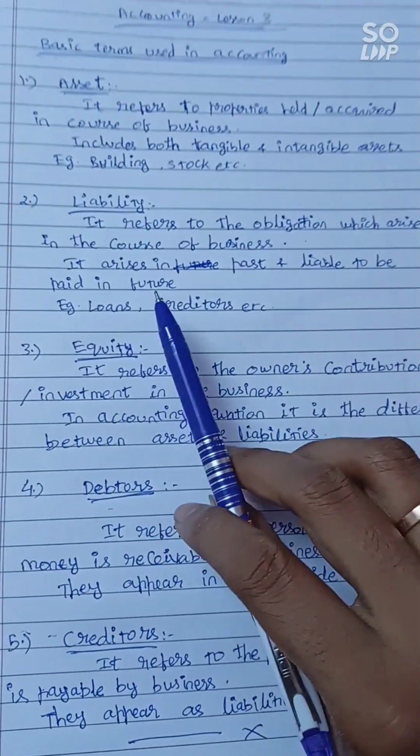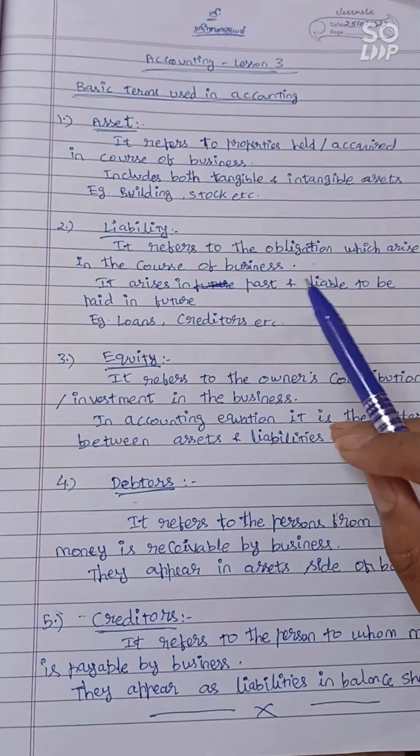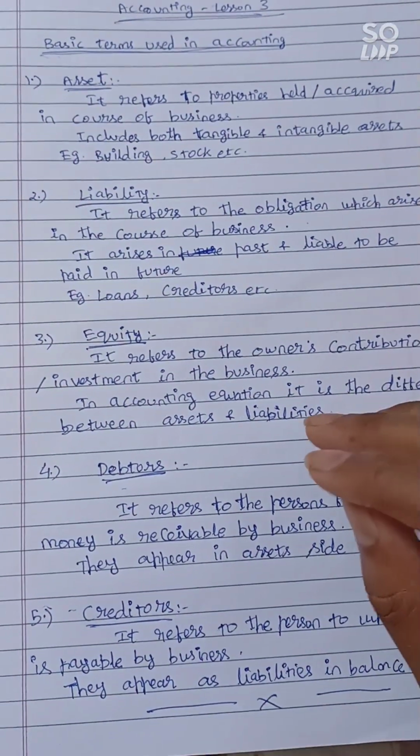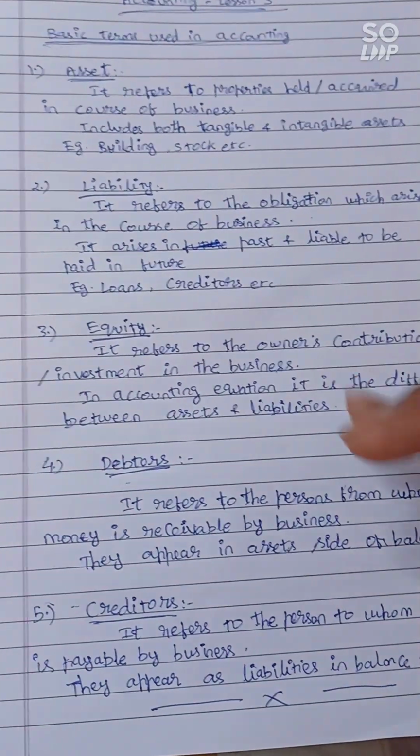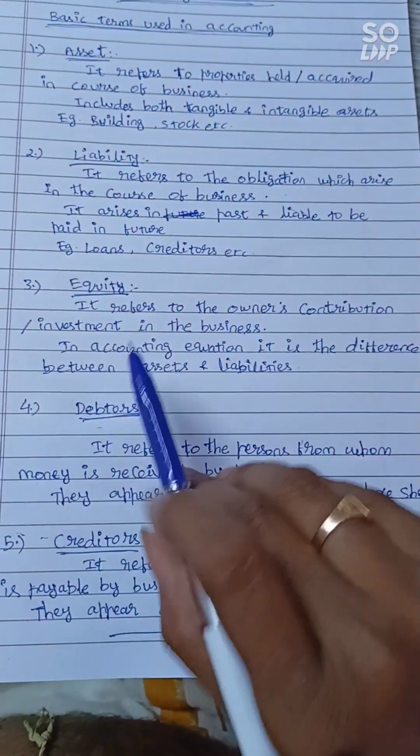Examples of liability are loans. If you borrow a loan, you have to repay it. Creditors: if your supplier gives you credit, you have to repay him. It is called creditor.